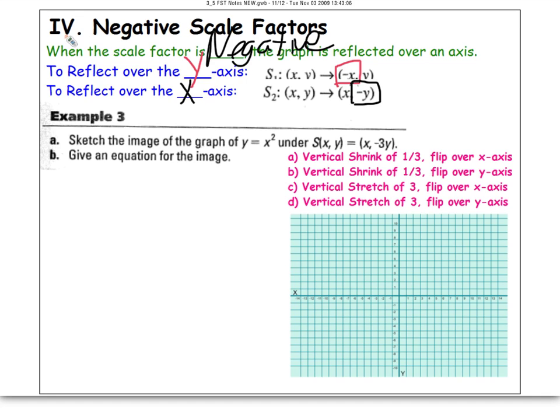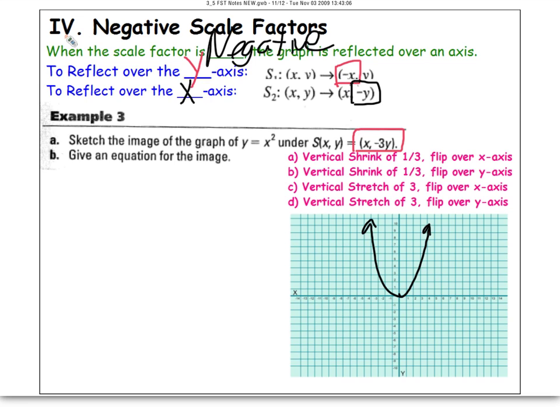So let's just look at this first graph here. They want us to take the image of a parabola, so I'm going to sketch that really quick. Quick little parent function. And here's the ordered pair rule. It's x and then negative 3y. So in words, what's going to happen to this graph?